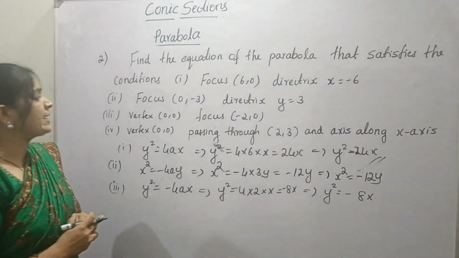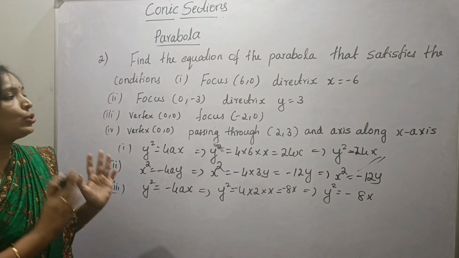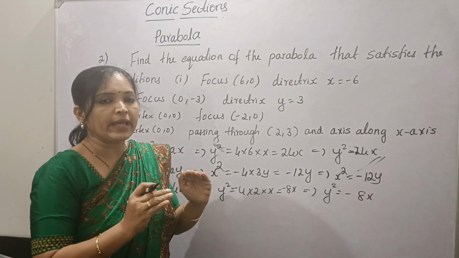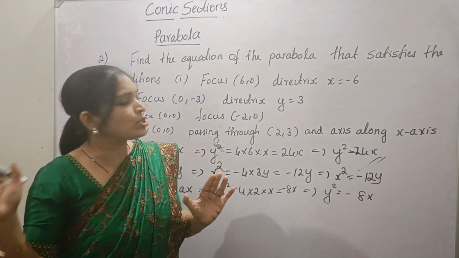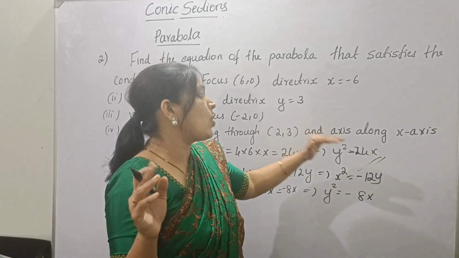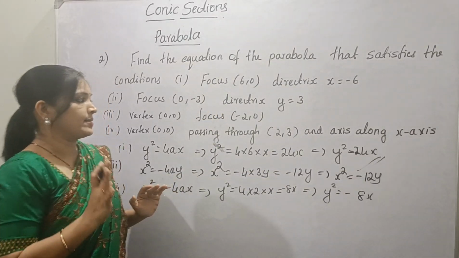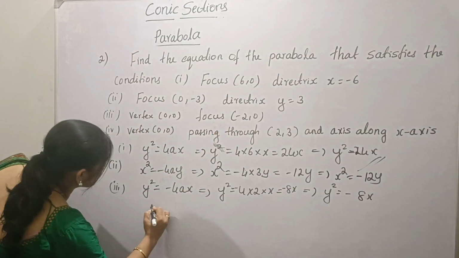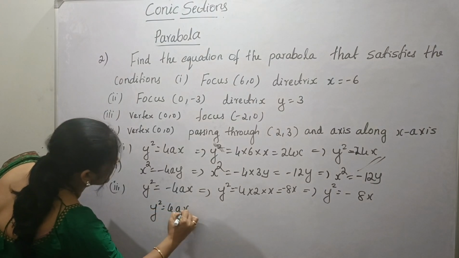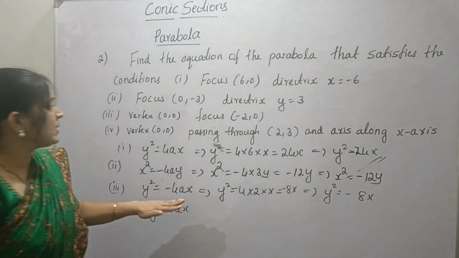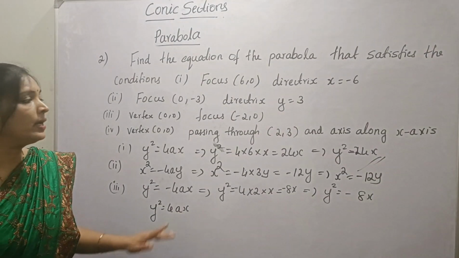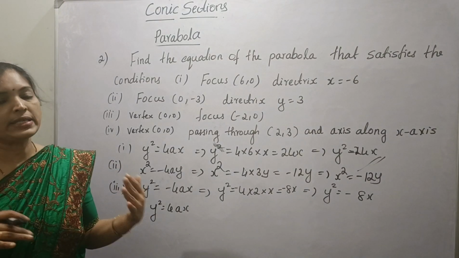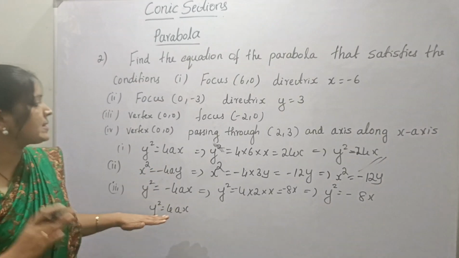Okay. Fourth, vertex (0, 0), that is the origin, passing through (2, 3) and axis along the x-axis, that is given. Okay, only it is given that the axis is along the x-axis. And the parabola is passing through the point (2, 3). Okay. So, here let us write the equation y square is equal to 4ax. And let us find what is a. It is not mentioned whether it is the negative x-axis or positive x-axis. So, it is the axis along the x-axis.